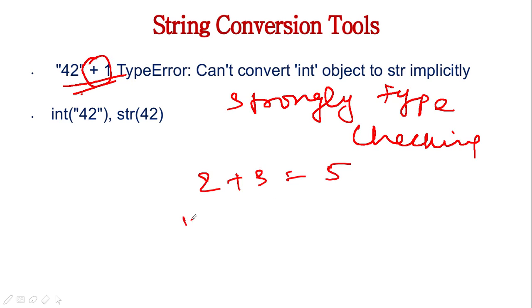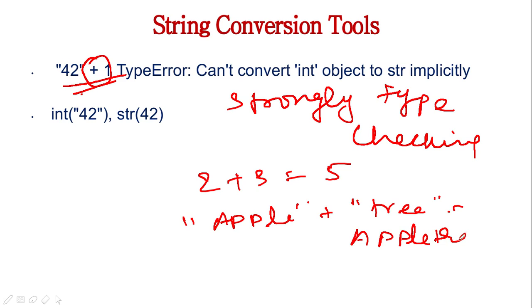This is allowed, and it is also allowed between strings. I can give "apple" plus "tree", which is equal to "appletree". I can apply this plus operator between 2 strings, between 2 integers, or between 2 floating point values, any numerical value. When you apply plus between numerical values, addition takes place, and when you apply plus between strings, concatenation takes place.